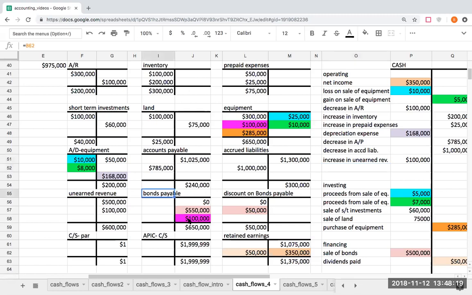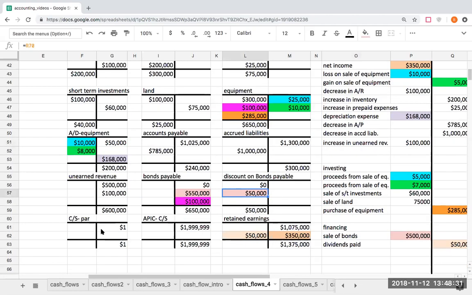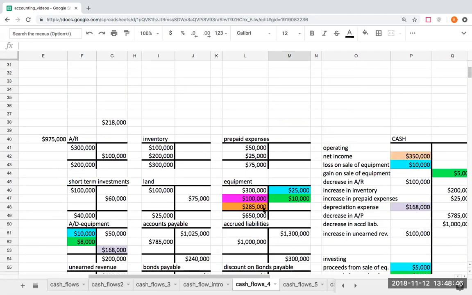My bonds payable account is balanced. My discount on bonds payable is also balanced. Remember, I have the issuance plus the non-cash gives me the total. Here is the bond issuance discount. Common stock at par and additional paid in capital common stock have not changed. My retained earnings has an ending balance of $1,375,000, so that is balanced as well. Wow, this is a lot of fun.